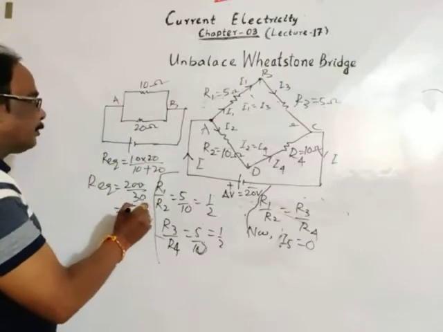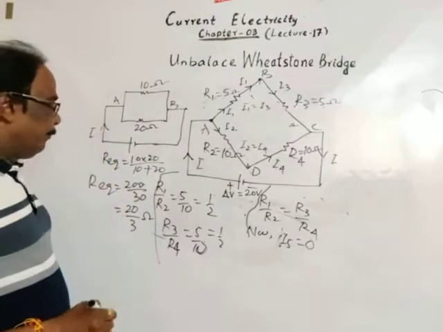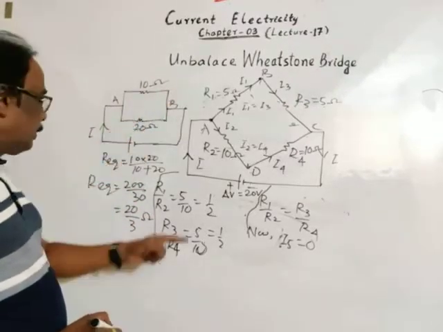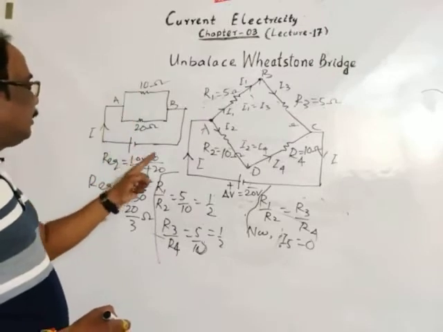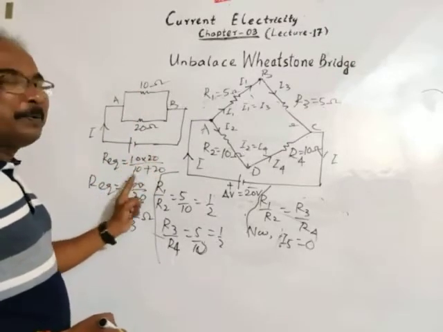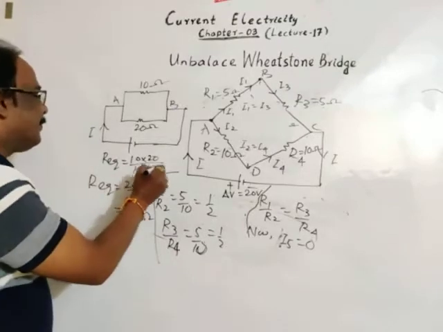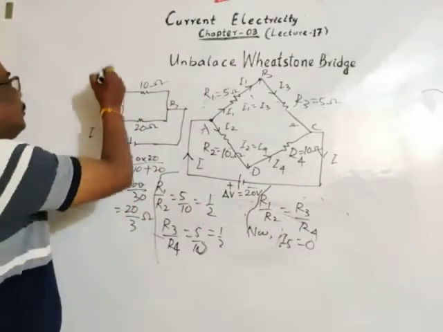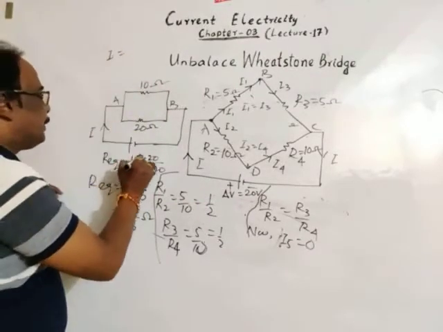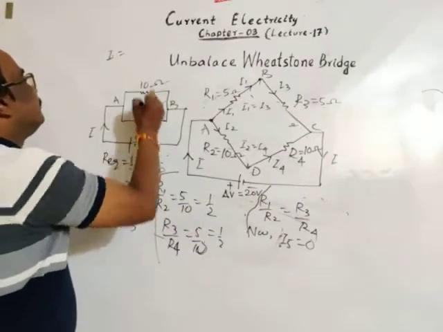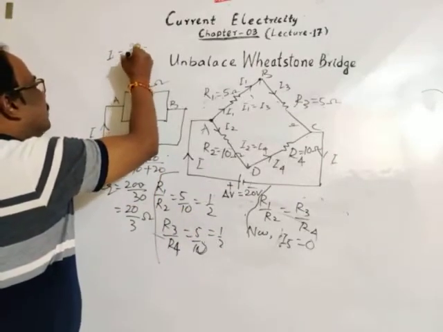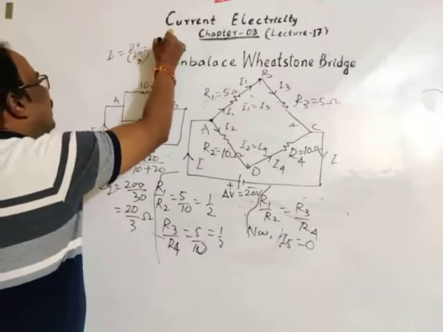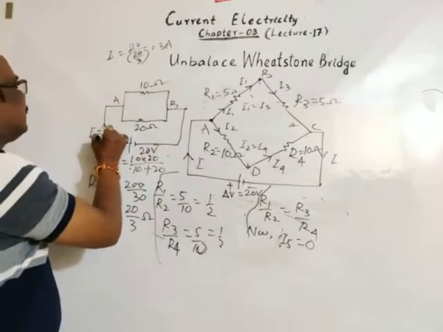Then what is total current? Total current is V by R. Equivalent resistance is 20 by 3. 20 into 10 divided by 20 plus 10, or 10 into 20 divided by 10 plus 20, 200 by 30, 20 by 3. So total resistance is 20 by 3. Then total current is potential difference 20 volt divided by total resistance, equivalent resistance 20 by 3. Then this will come 3 ampere. Total current is 3 ampere.